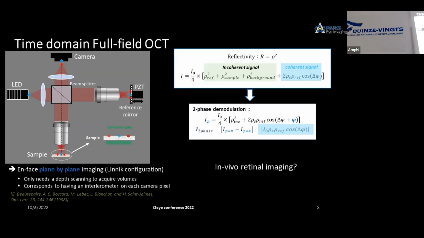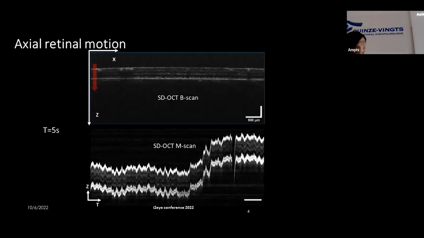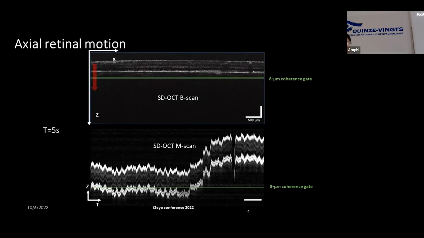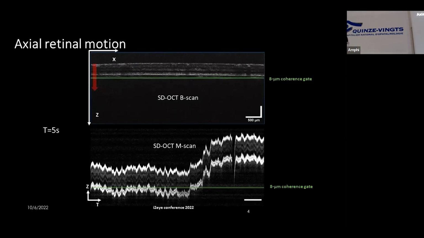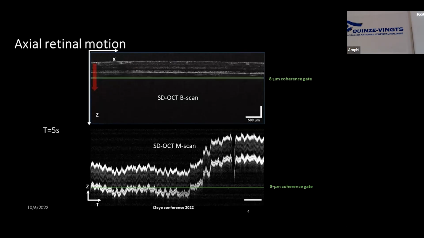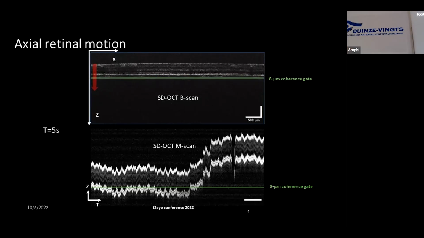So how does this technique work for in vivo retina imaging? As I mentioned previously, there is continuous involuntary axial motion. For example, in the case of an 8 micron coherence gate in the full field OCT, if we want to image a specific layer in the retina, we first localize this coherence gate at the layer of interest, but then the eye keeps moving during the acquisition. So mostly it will get outside the coherence gate. Then we are not able to get the signal from this layer. Maybe we get the signal from another layer, or we just get noise.